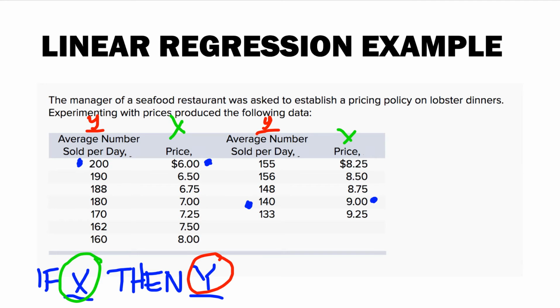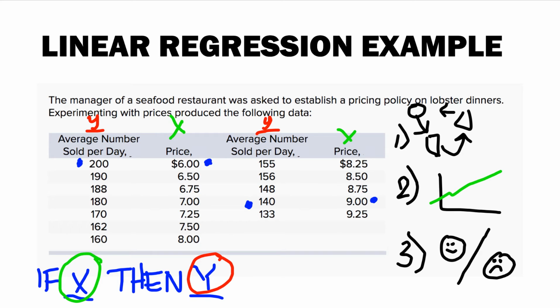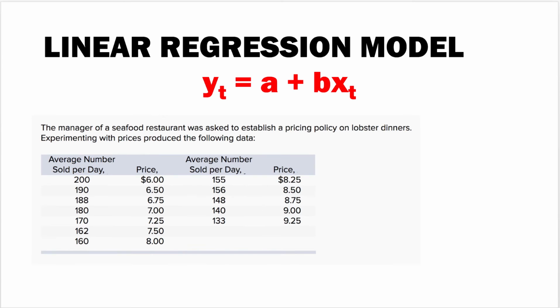Now there will be three types of things you'll be asked to do with such a question. First, you'll be asked to create the model. Then, once you have the model, you'll be asked to make a forecast. And then finally, you'll be asked to evaluate how good or poor your model is. Let's start with learning how to create a model. In order to create our model, we need to discover the y-intercept and the slope of this data set. Not to be repetitive, but X is our independent variable, which in this case is price, and Y is our dependent variable, average number sold per day.